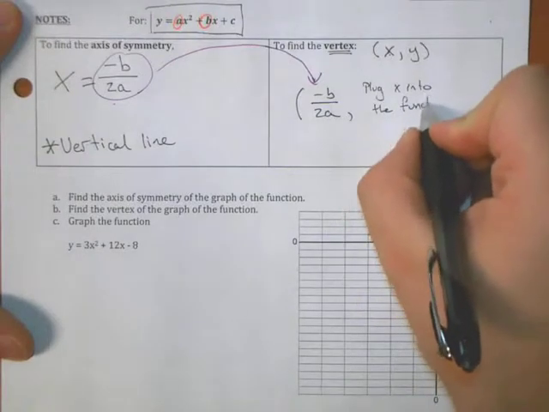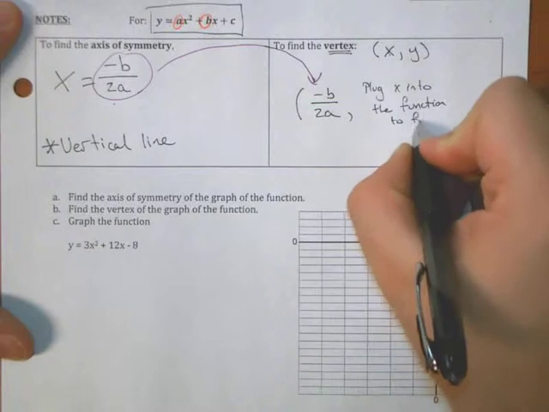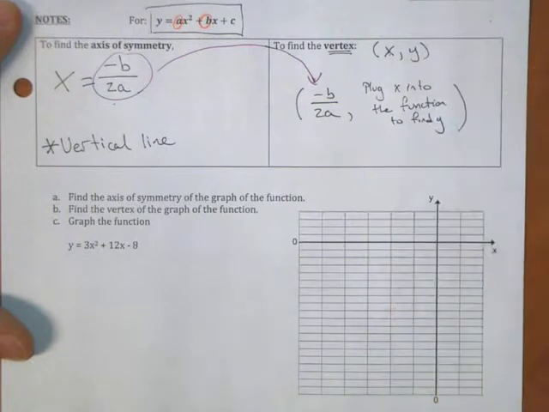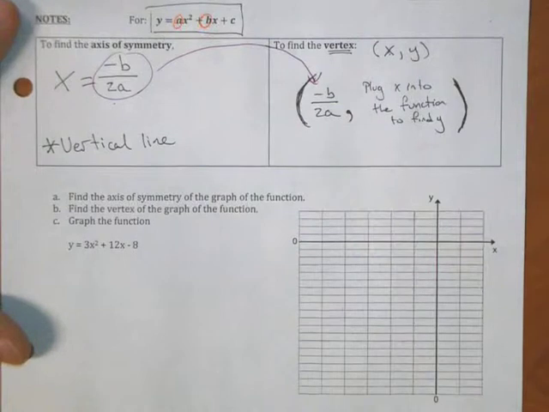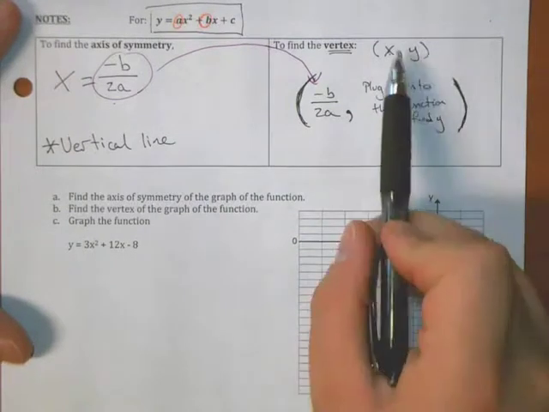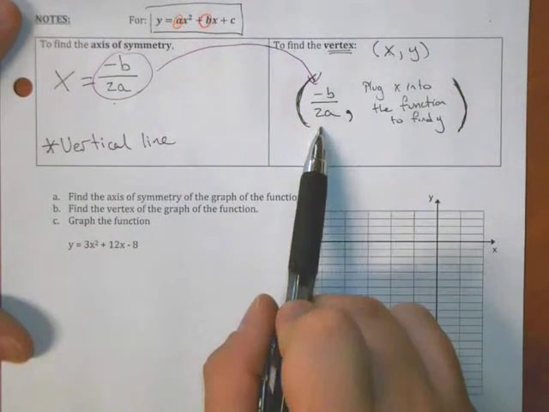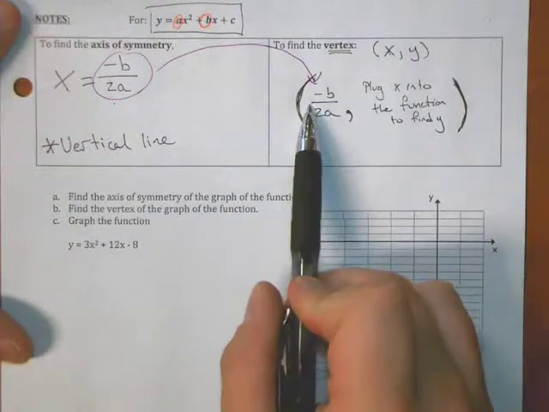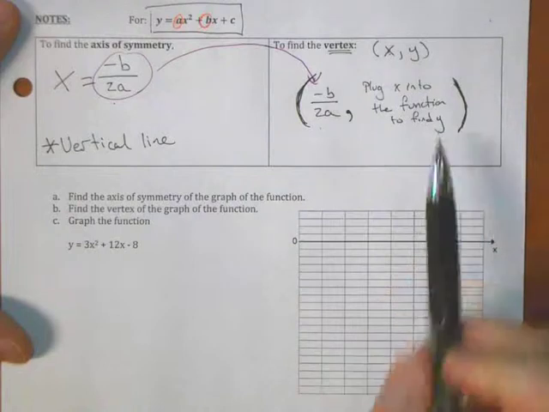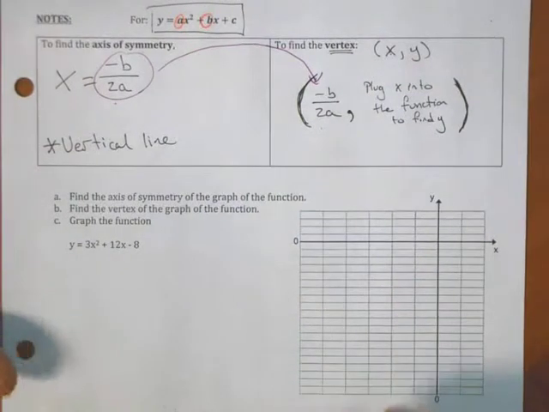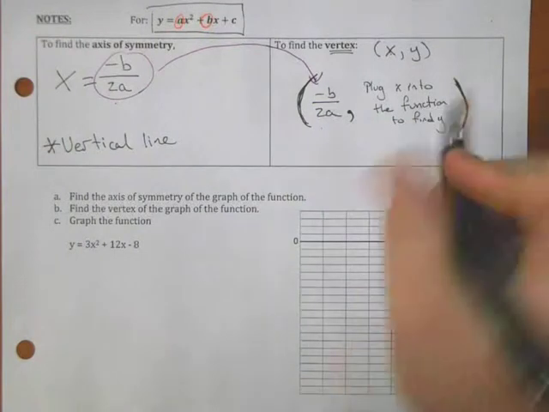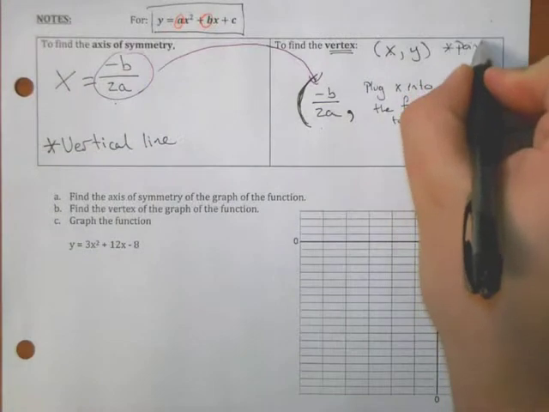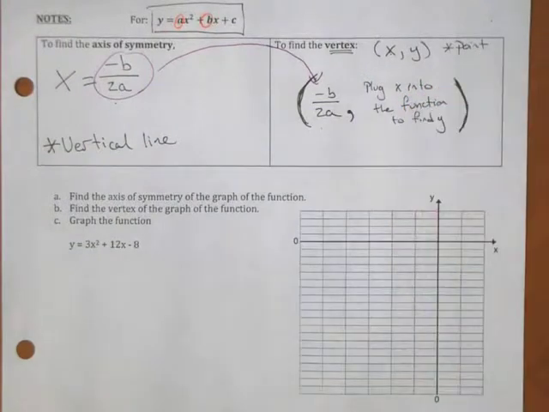Why is it only like a quarter of a parenthesis? Okay, so the x is whatever you got for the axis of symmetry, so you don't have to do it twice. And the y is, well, we're going to plug this number into your function or your formula and get a y. And recall it's a point. Vertex is a point.